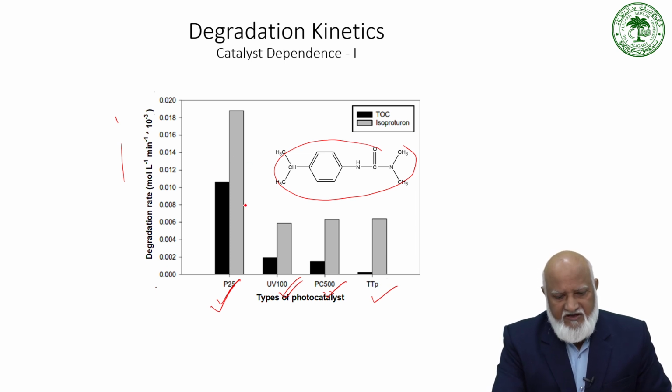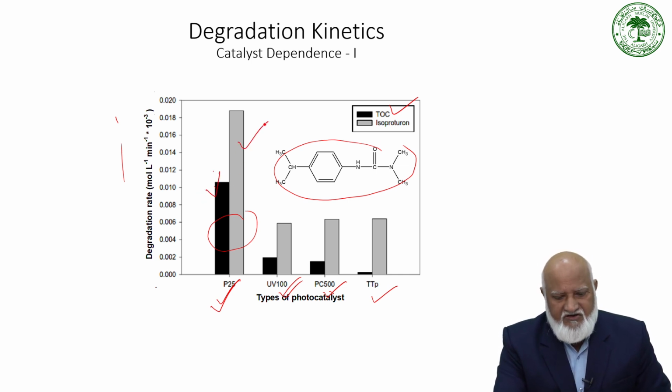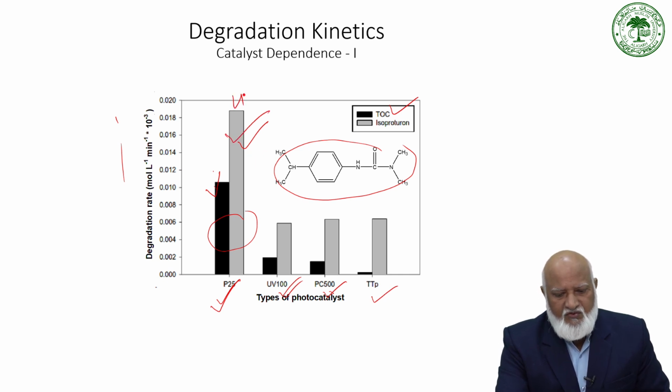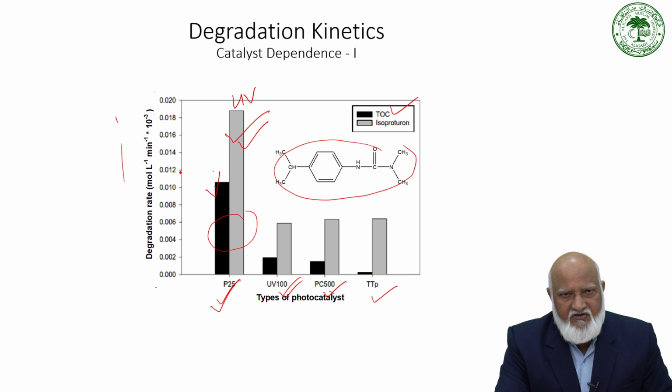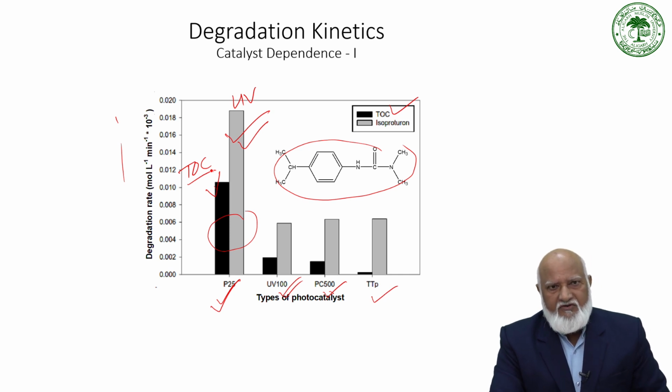And we can see that each titanium dioxide has 2 different bars. One is for the degradation rate, and one is for TOC, which means the mineralization rate. The degradation rate was followed by using a UV spectrophotometer, whereas the mineralization rate was followed by measuring the decrease in total organic carbon content from 0 time irradiation to different time intervals.